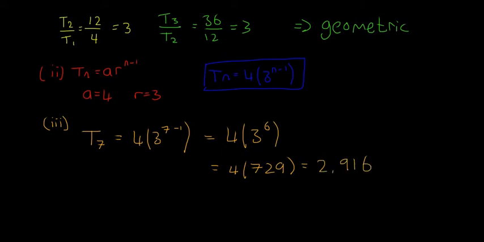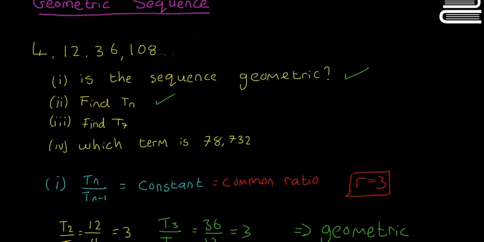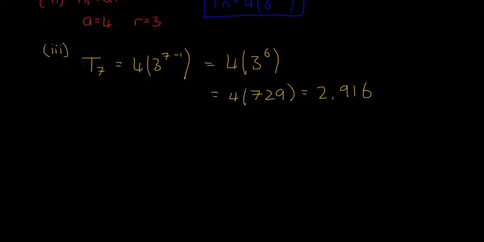So that's t of 7. We'll give ourselves a nice green tick for that one too. And the last one then is which term is 78,732. I'll rush on and do this one here.